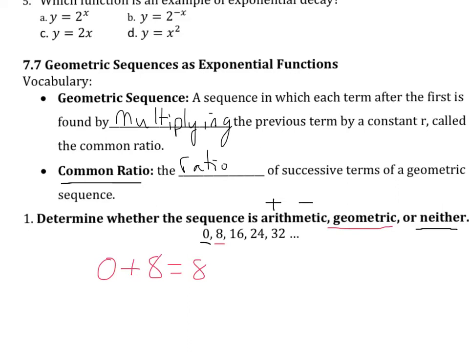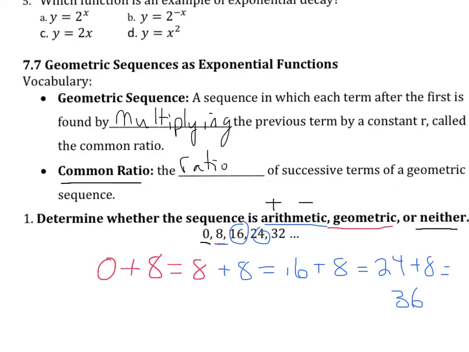So 0 plus 8 is obviously going to give us 8, and that's our second term. Let's see if this is common throughout the rest of the terms. What if we added 8 to our second term and see if we would get our third term of 16? 8 plus 8 is going to give us 16, so our third term works as well. Let's see if it works for the rest of them. 16 plus 8 is going to give us 24, so the next term works, and then 24 plus 8 is going to give us 32. So the answer to this question is that it's an arithmetic sequence because we're simply adding 8 over and over again. So we have a common difference of 8.